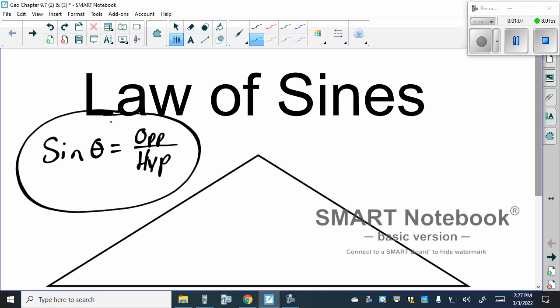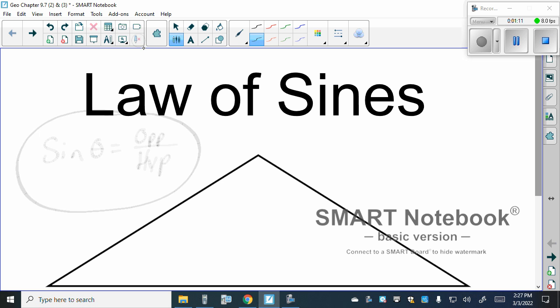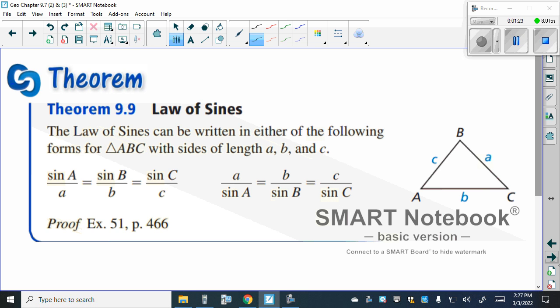But are all triangles going to be right triangles? Well, no. Not all have a right angle. Now, law of sines works for any and all triangles. So even if it is a right triangle, these properties still hold true. And there's two different versions of this equation. They are the exact same equation, just one is a flip of the other.